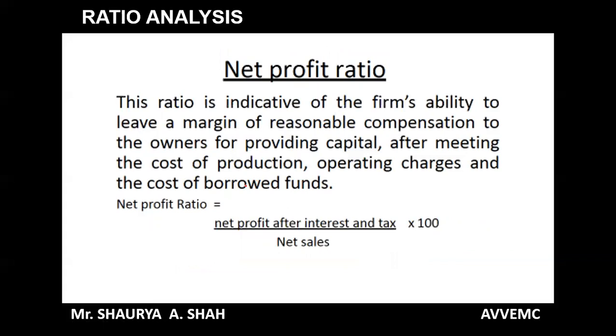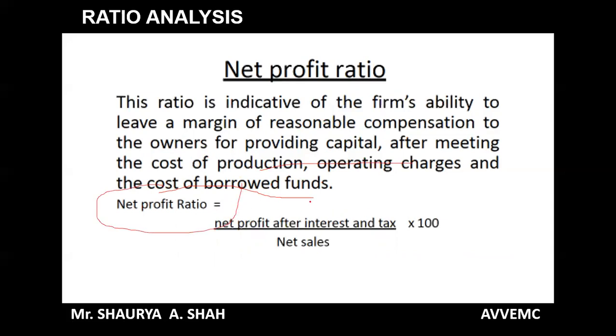Net profit, as you all know, we are getting it from your profit and loss account. So this ratio is indicative of the firm's ability to leave a margin of reasonable compensation to the owners for providing the capital. After you calculate GP ratio, you deduct all the expenses, admin expenses, selling expenses, office expenses from the profit and loss account. You deduct all the losses. But after meeting all those charges and cost of borrowed funds, you pay interest, you pay financial charges, then whatever is remaining is your net profit after interest and tax.